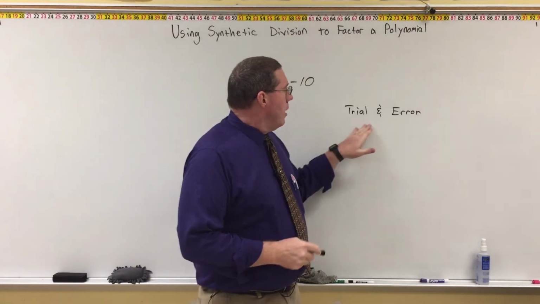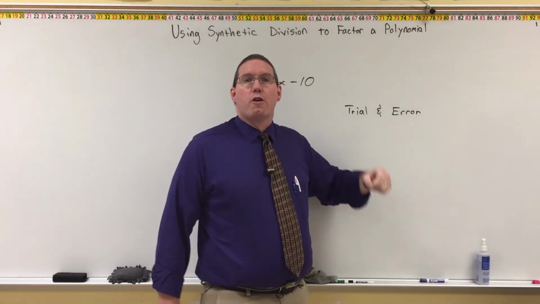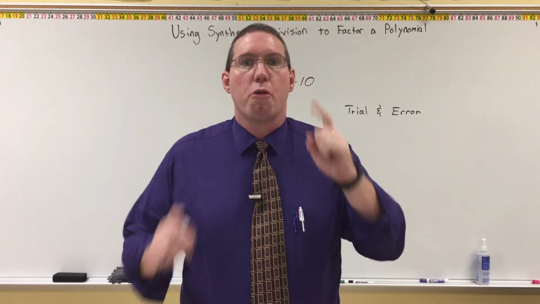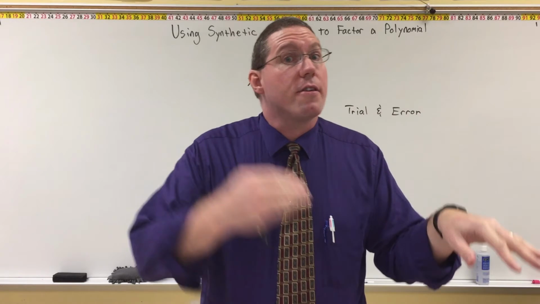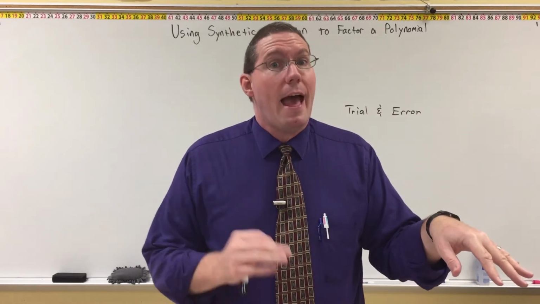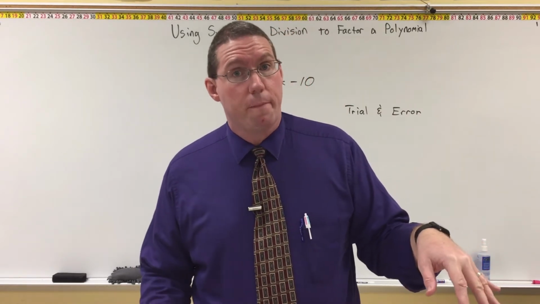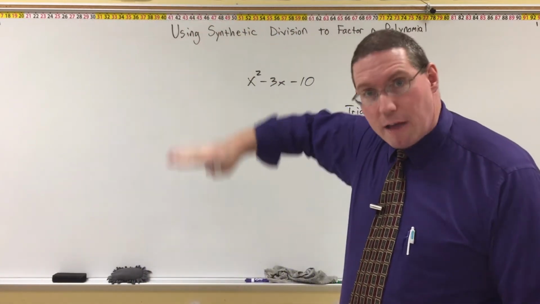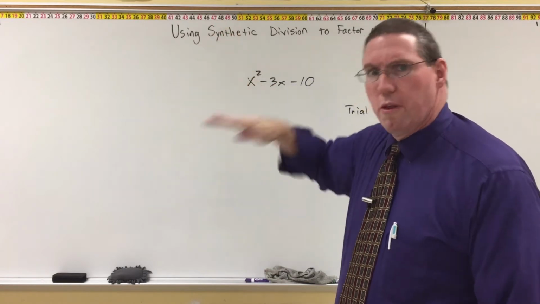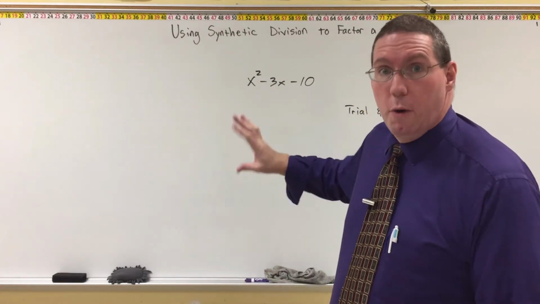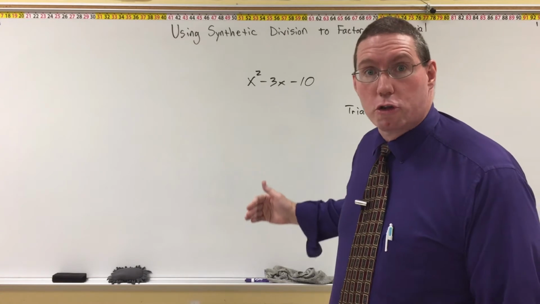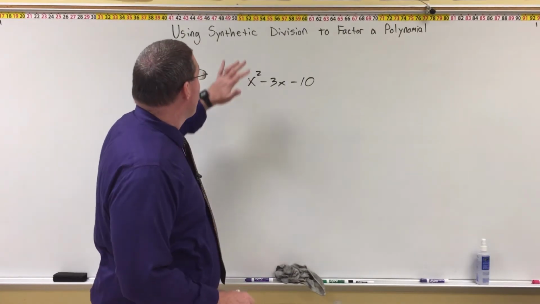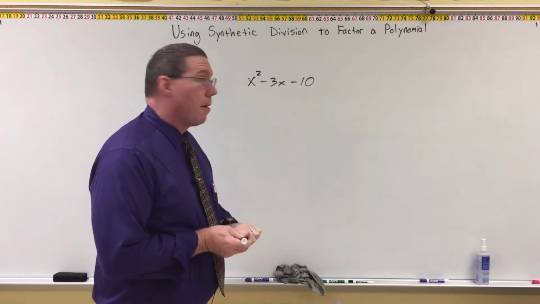Trial and error is a method of problem solving where you try something that might be the answer, you throw that thing in, see if it's the answer, and if it's not the answer, then you move on to the next thing. So you have a big list of possible answers, and you just go through the list until one of them answers the question. That's called trial and error. So let's use trial and error with synthetic division to factor this polynomial.